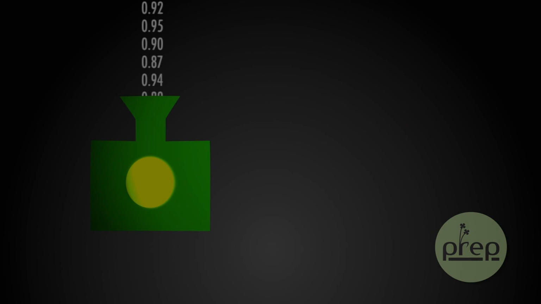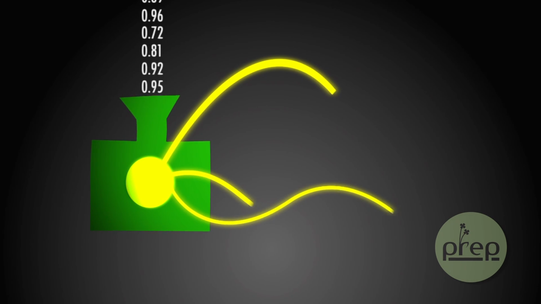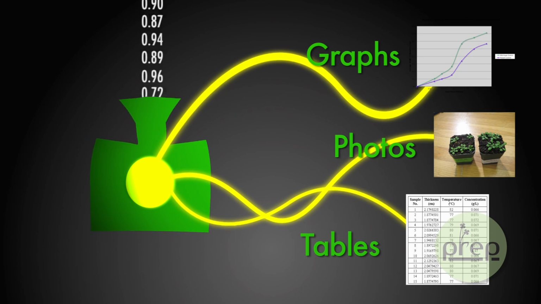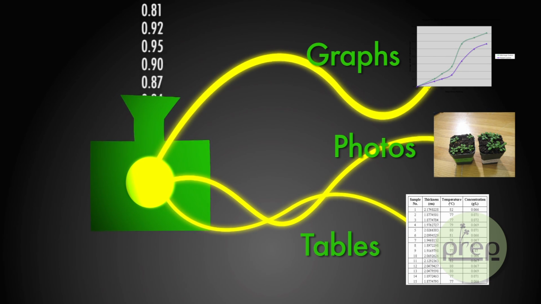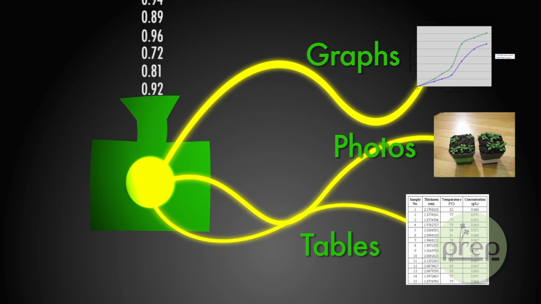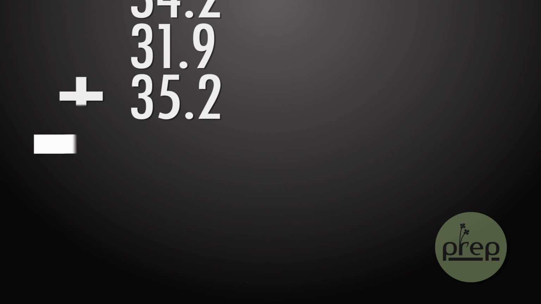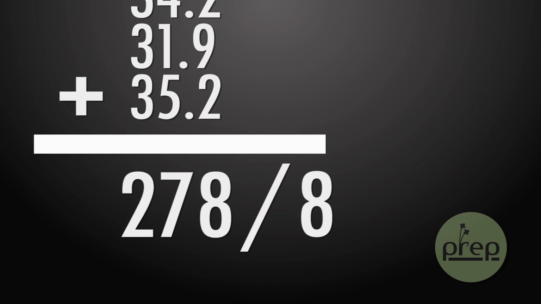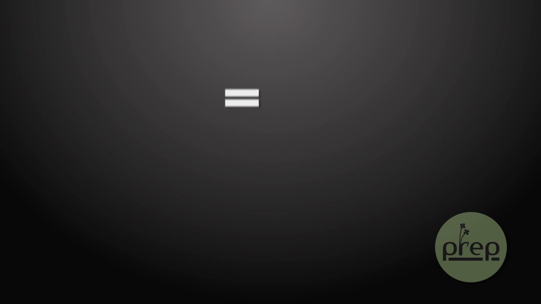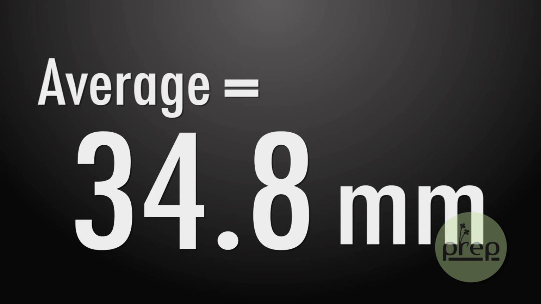Put your data into visual formats. For example, tables, graphs, photos, and other figures. Humans are visual creatures. This will help you analyze your results. If you haven't already done so, calculate the averages for the data you've collected. For each dependent variable, you should have one value for each pot of plants.